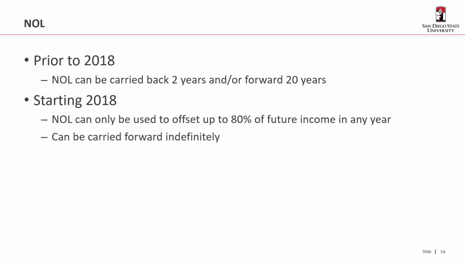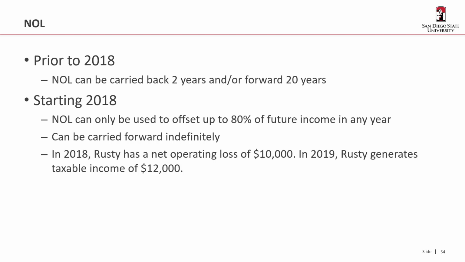Starting in 2018, NOLs can only be carried forward, and they can only offset up to 80% of the future income in any year. But the good news is they can be carried forward indefinitely, so there's no more 20-year expiration. So in 2018, Rusty generates a net operating loss of $10,000. In 2019, he generates taxable income of $12,000.